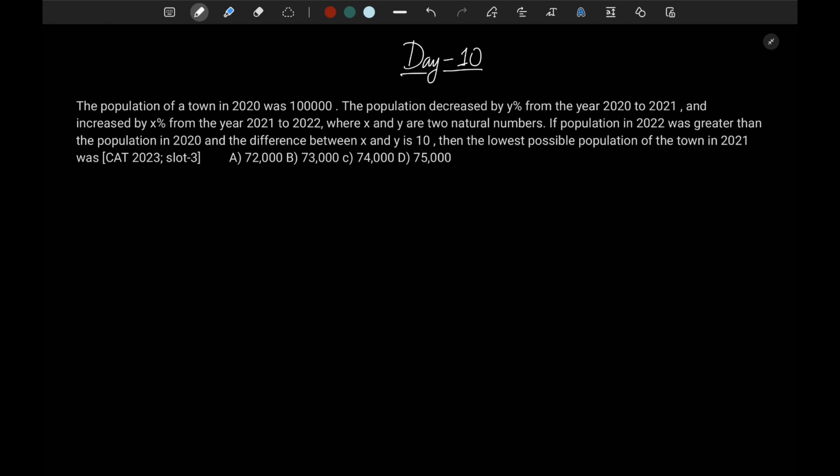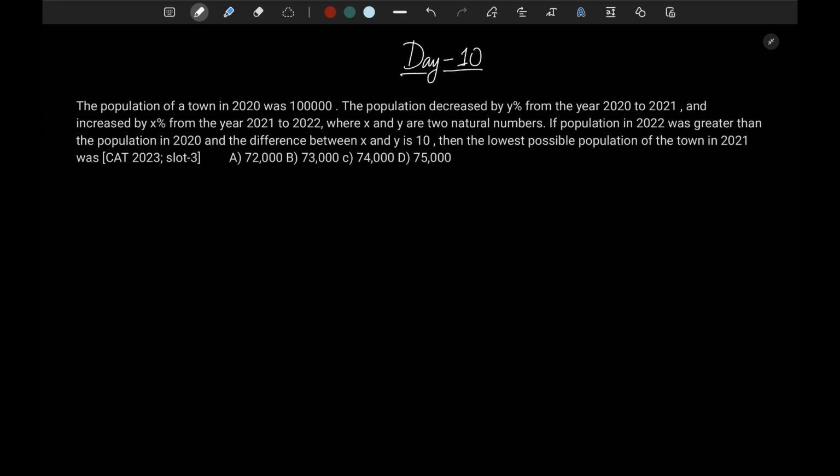This is day 10 of our series of daily QA problems, and this particular problem on your screen is again a PYQ from CAT 23 slot 3 paper. So let's start the problem, and before that read the problem carefully.